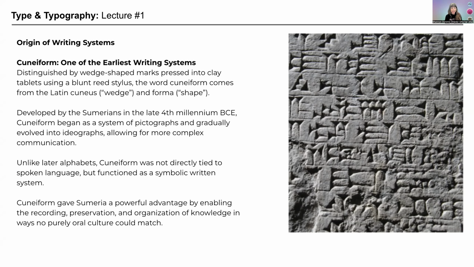So, unlike later alphabets, cuneiform was not directly tied to spoken language. It was a symbolic written system, not connected to the human voice. The development of this written language gave Sumeria a powerful advantage by enabling their ability to record, preserve, and organize knowledge in a way that was no longer purely oral, and in a way that oral traditions could not match.